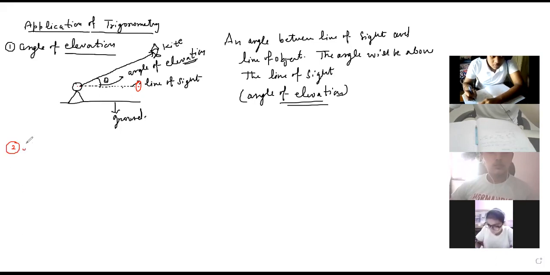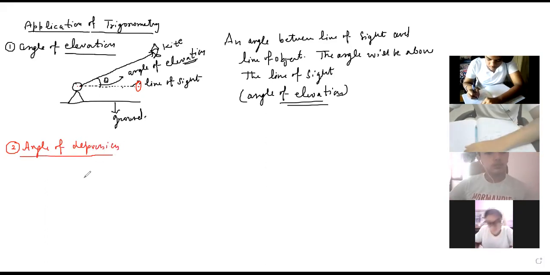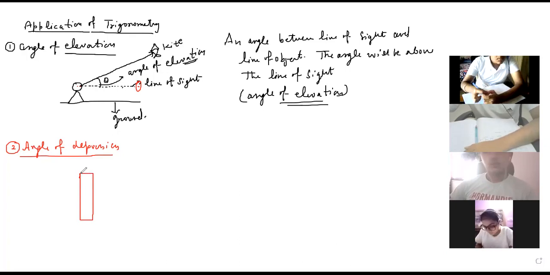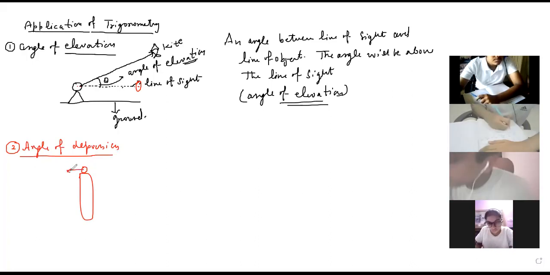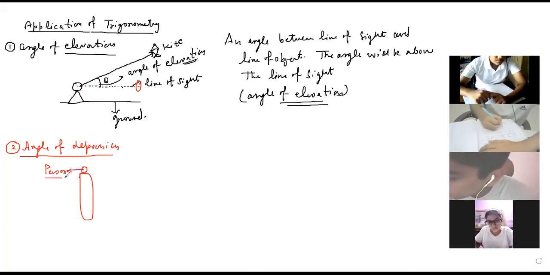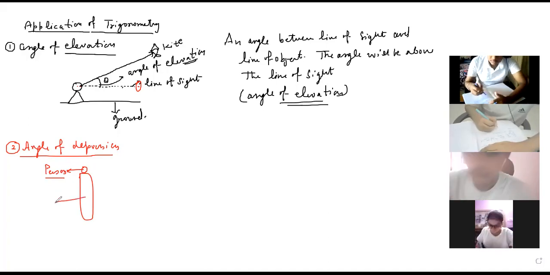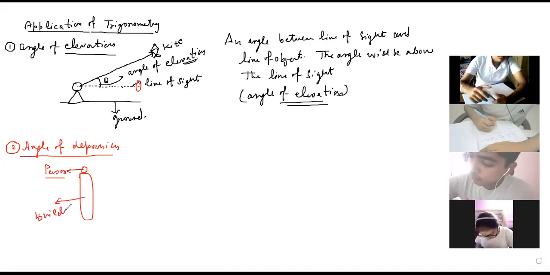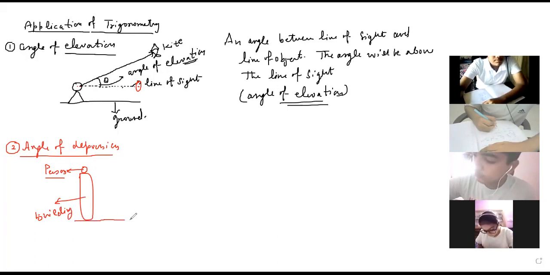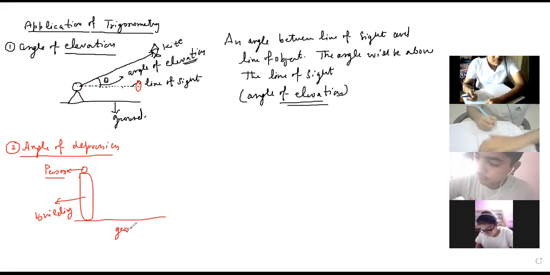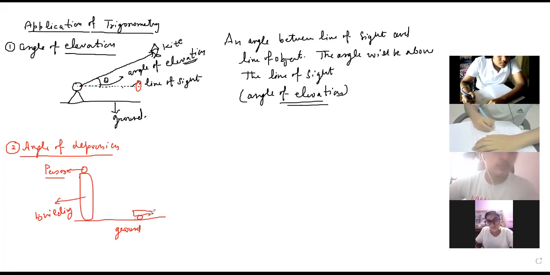Okay, sir. Next, angle of depression. अब देखिए एंगल ऑफ डिप्रेशन में क्या है. This is a building and this person is standing here on a building. This is a building. This is the ground. The car is moving on the ground. This is a car.